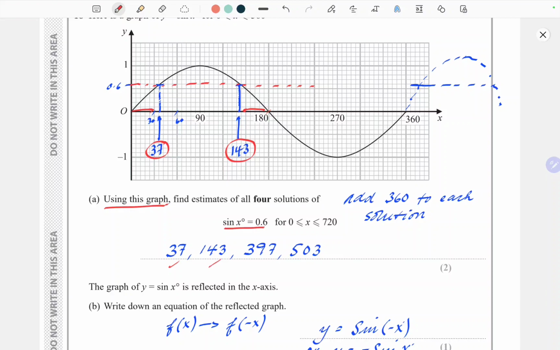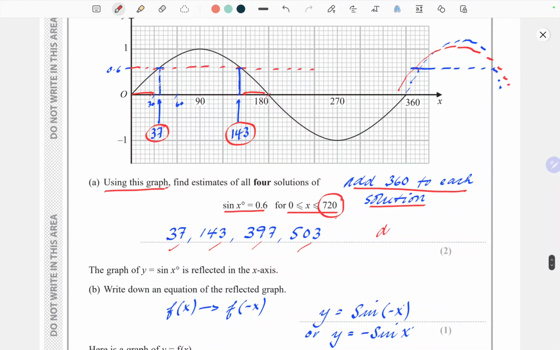To find the solutions, pay attention to this. Don't miss the fact that it's up to 720, not just 360. So that means you have to carry on the graph like that, and there are going to be two more solutions there. All you're doing is repeating everything 360 degrees later, so you add 360 to each solution. So 37 plus 360 is 397, and 143 plus 360 is 503.